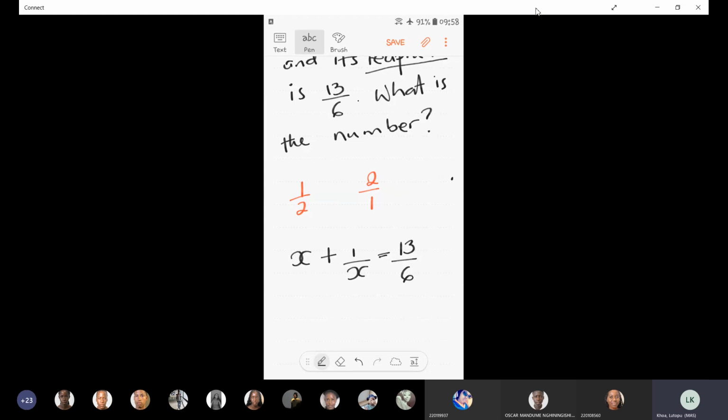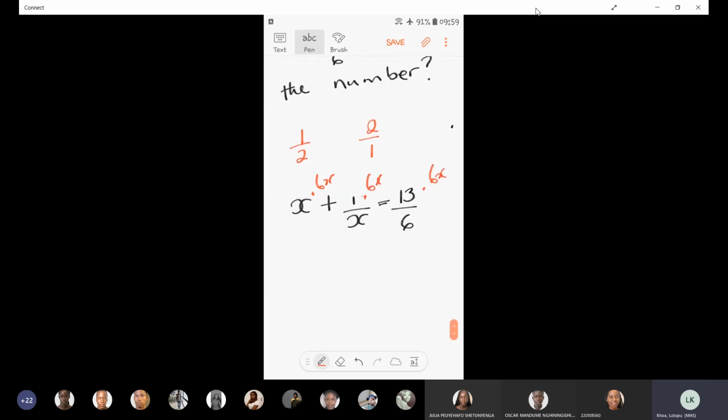So to do this, if you remember, we don't like to have fractions. We try and get rid of them by multiplying by the lowest common multiple of the denominator. So the lowest common multiple of the denominators, I have x and I have 6. The lowest common multiple of x and 6 is 6x. So I will multiply everything by 6x. So this one times 6x, times 6x, times 6x.